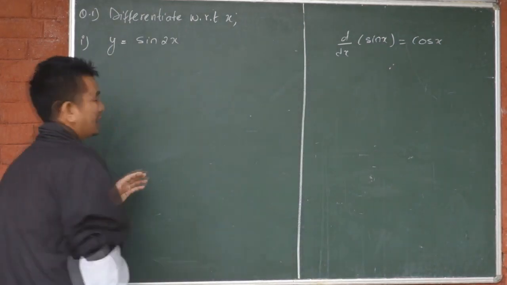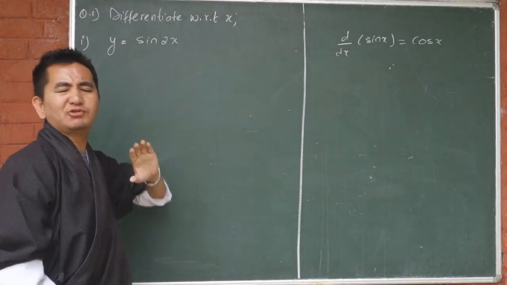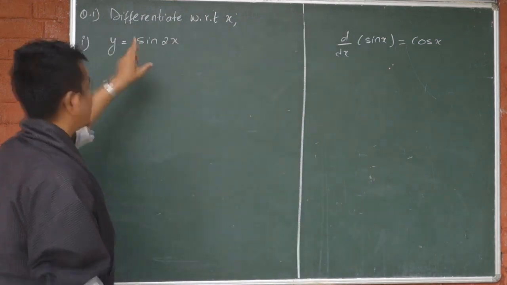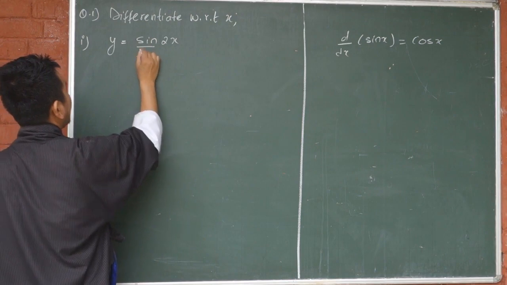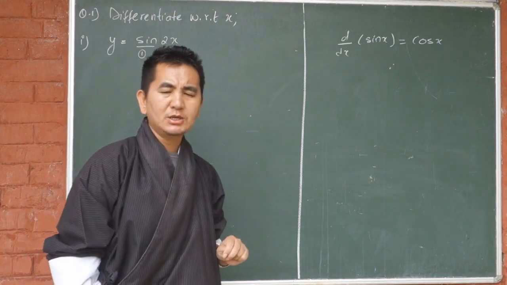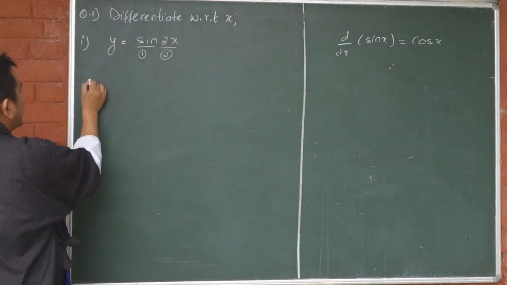Now in this case, the logic remains the same. The logic is, you always need to find out how many functions are there. In this case, we have two functions: one is sine and the second one is an angle. If you have two functions, you need to differentiate two times, isn't it? So differentiate this one here.